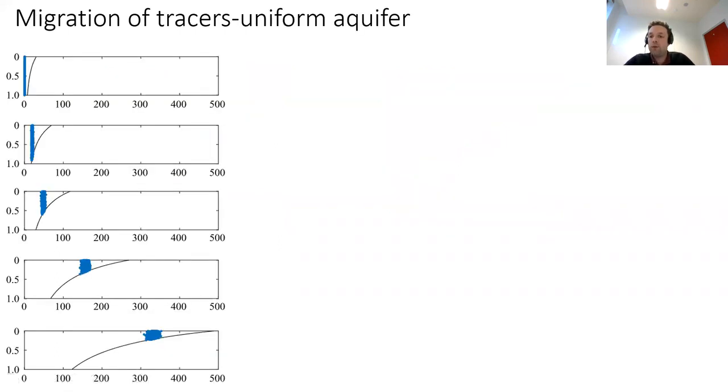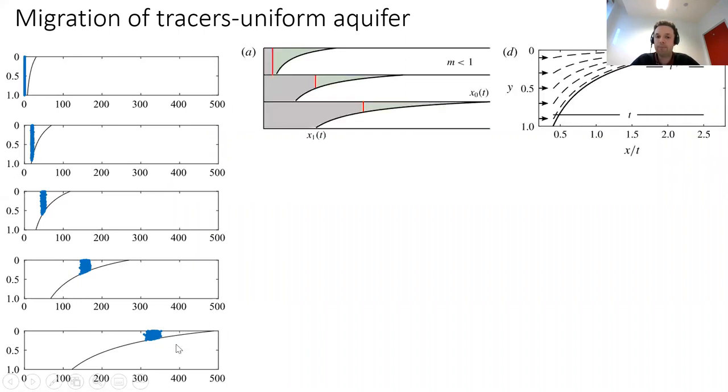So in a uniform aquifer with a less viscous input fluid, if you release a line of tracer, it simply gets carried into the growing nose of the current, because this nose is supplied continually by fluid from upstream. And so the tracer just travels further and further downstream into the growing nose.